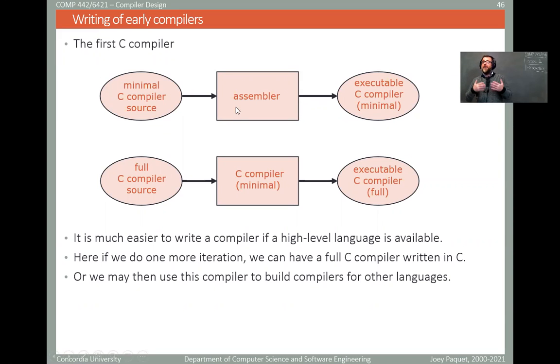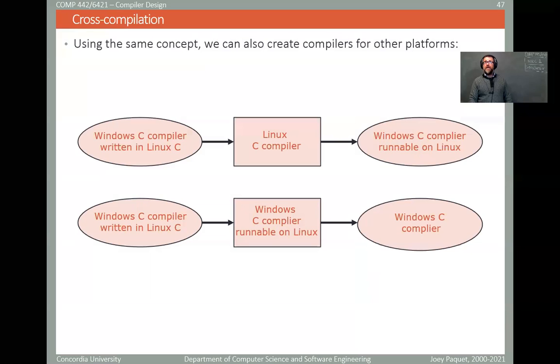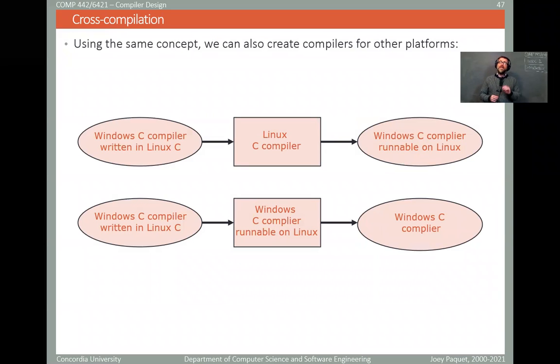So that's how nowadays we can very easily build new compilers, because we already have compilers to build them. One of the interesting things, also a similar concept but different, is that you can have cross compilers. For example, in the early days of Windows, this is a hypothetical world I'm describing here, let's say you have Linux, okay? You have your Linux C compiler.